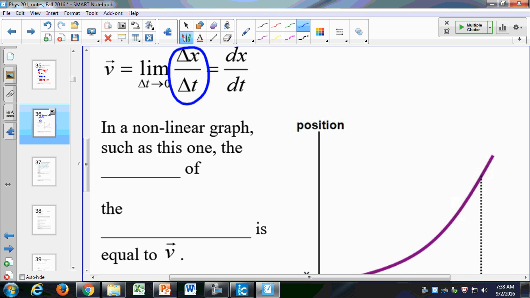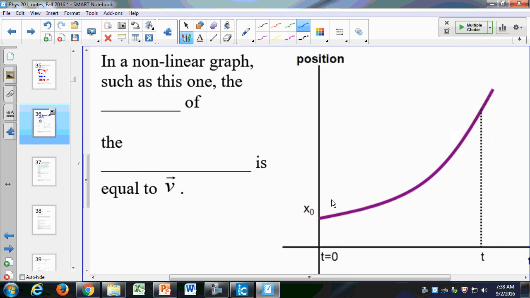You're certainly going to see a problem like that where I give you a function and you have to tell me what is the function for the velocity and for the acceleration. We'll work through one of those soon. So in a nonlinear graph, the derivative is just a fancy word for what? For a function, the slope of a function. So if I have a representation of that function drawn on a coordinate system, the slope of that function is the derivative. Actually, the slope of a tangent line.